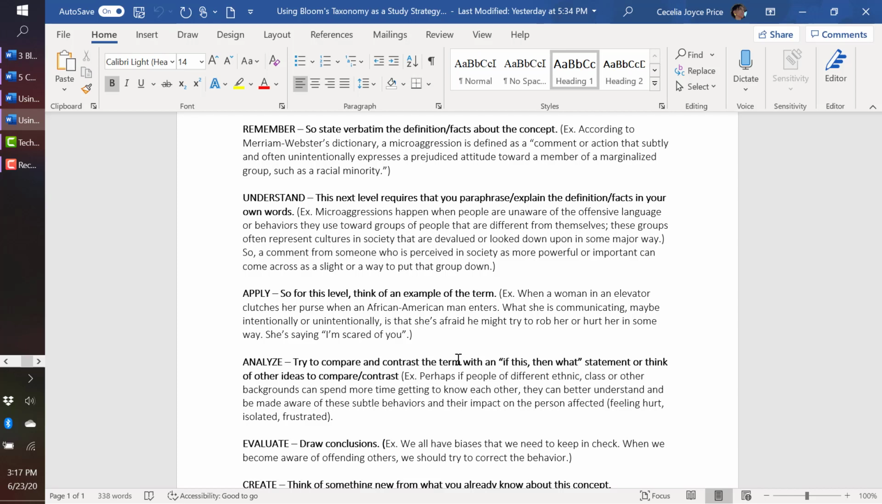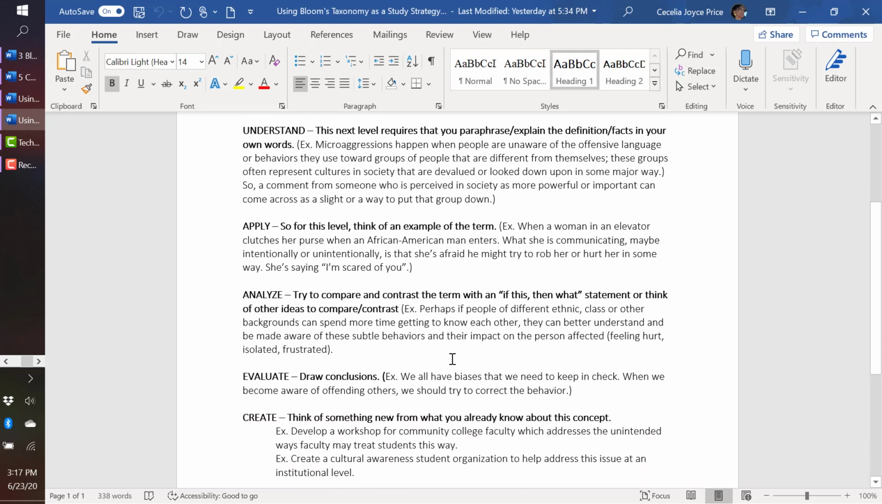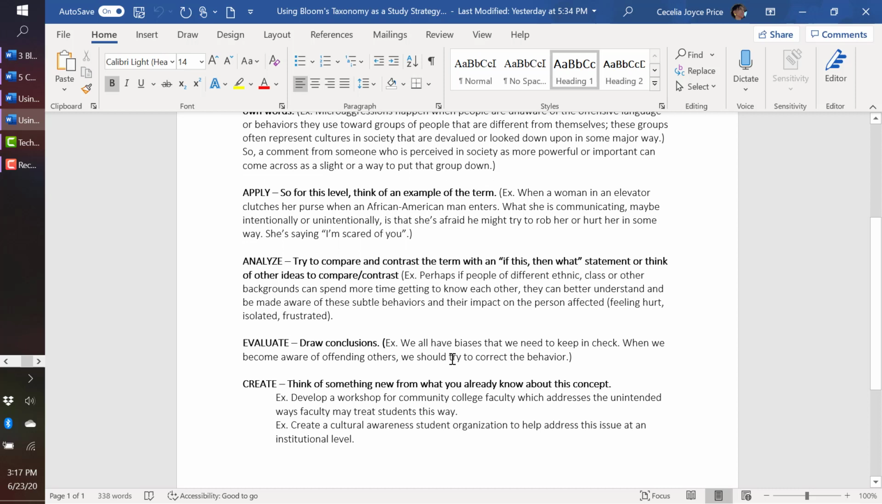Okay, so an apply level, this is where you're going to, I'll read this one. A woman in the elevator clutches her purse. Okay, she's made an assumption about this person. That's a microaggression. Analyze. This time we're going to compare and contrast, or you can do an if then what, if this, then what statement. You can talk about advantages and disadvantages, okay? So there's an example there for analyze for you.